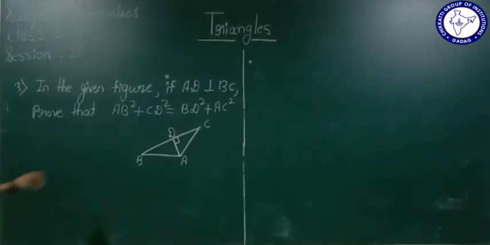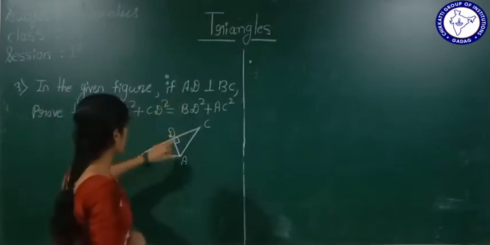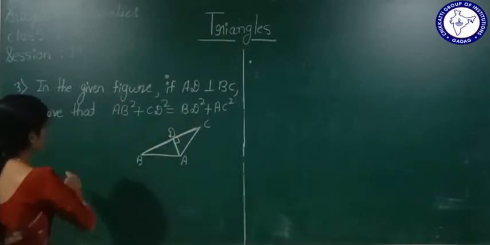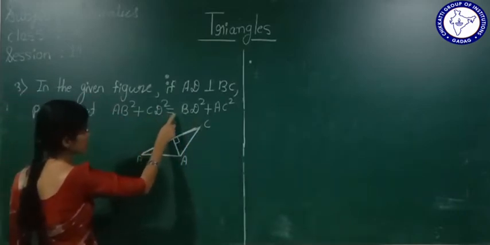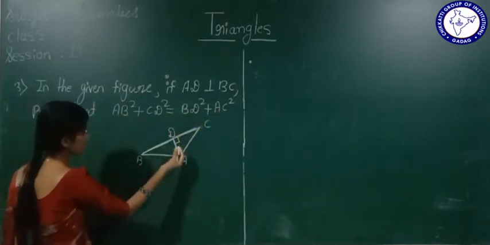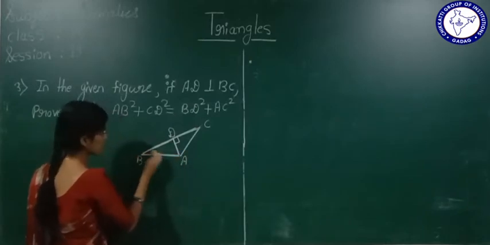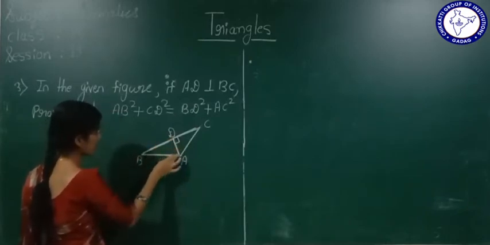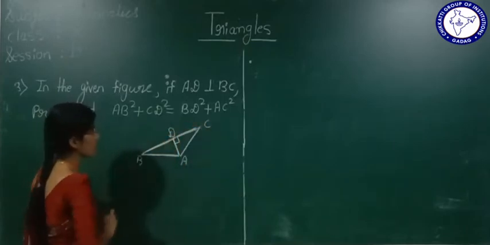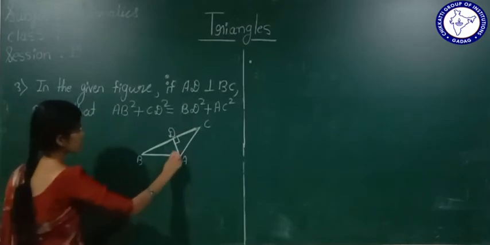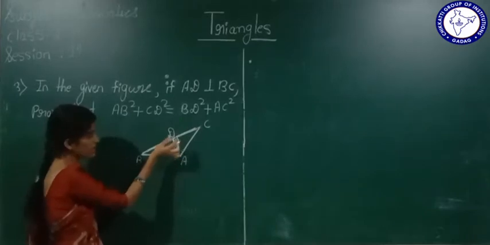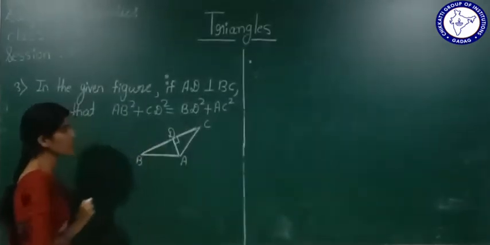See here, in the given figure, if AD is perpendicular to BC, prove that AB square plus CD square is equal to BD square plus AC square. Now see here, AB belongs to triangle BDA, right, and CD is going to belong to triangle DAC. Means see here AD is perpendicular to BC. Definitely here angle D is 90 degree, right, and here angle D is nothing but a 90 degree.